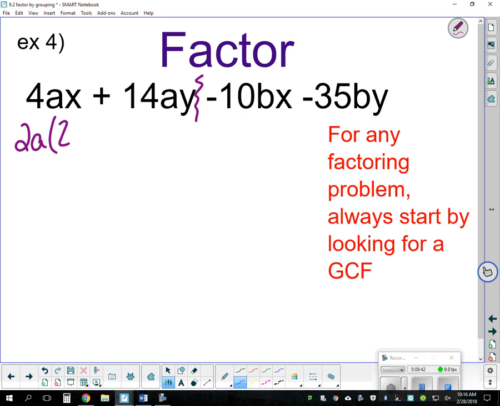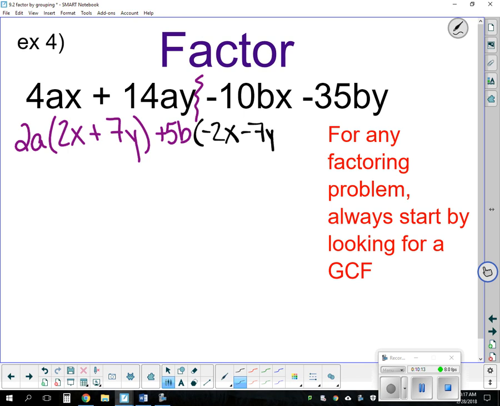So that leaves me with 2x plus 7y. And in the second half, hopefully you guys are seeing that there's a GCF of 5 and a b. Okay. If you put plus 5b, which remember, you absolutely have to have a sign right here that connects it to the first half. If you put plus 5b there, you are left with negative 2x and negative 7y.